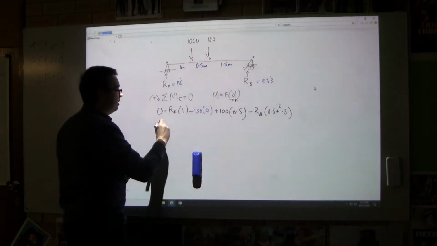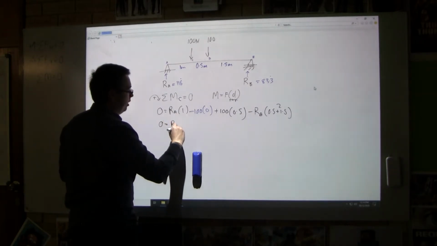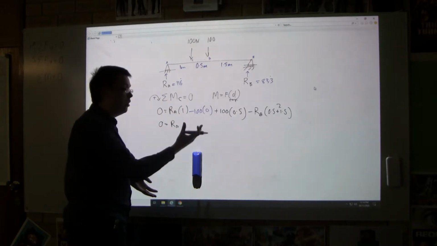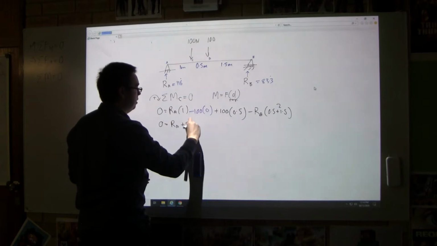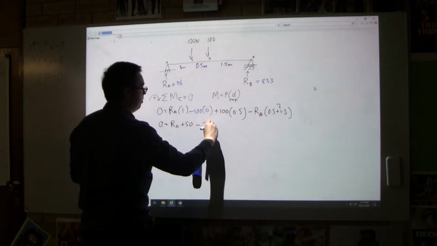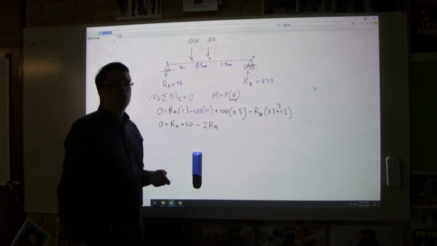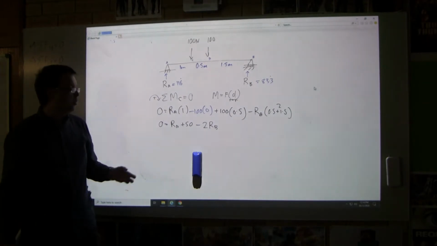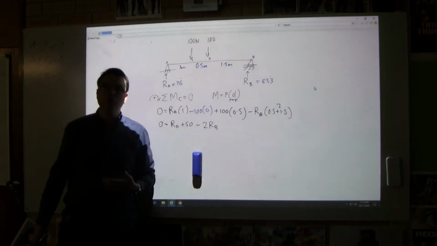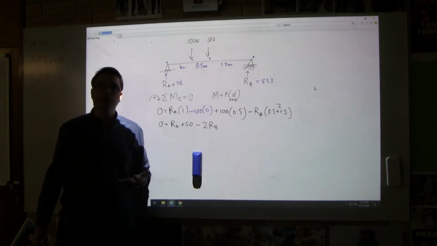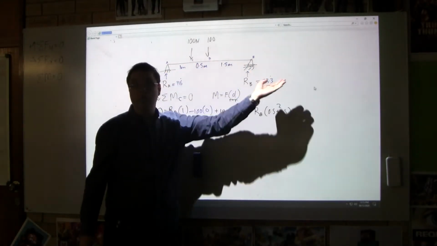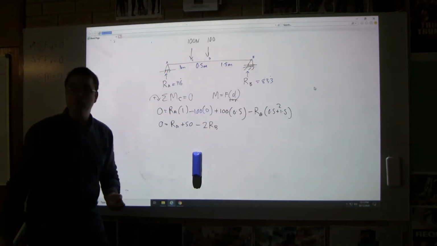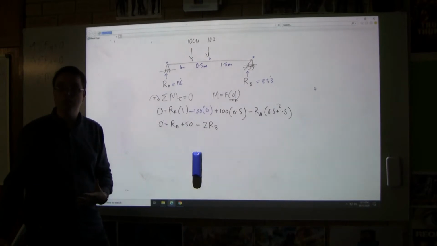So what we can then say is 0 equals RA. With algebra, we can just ignore that 1. We can ignore that 0, we don't even write it. Plus 50 minus 2RB. Do you see the problem though? The problem is we now have 2 unknowns and we can't solve that. That's why when we measure, we have to measure from one of the 2 reactions. If we don't measure from one of the 2 reactions, we can't solve the problem.